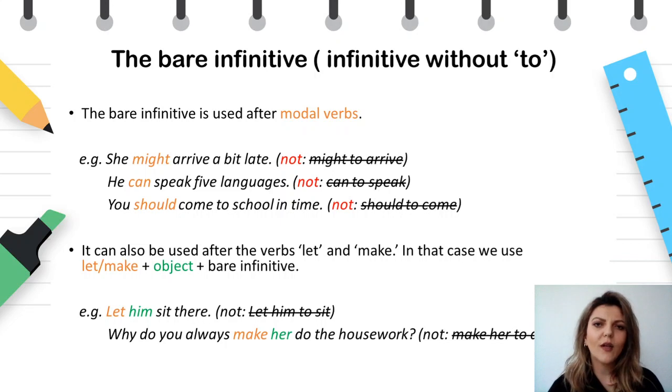Another case when the bare infinitive is used in English is always after the verbs let or make. The difference here is that after using the verb let or make, you need to put an object before the bare infinitive. Let's see. The examples here say, let him sit there. We don't say let him to sit. So we have the verb let, we have the object him, and then we have the bare infinitive sit.